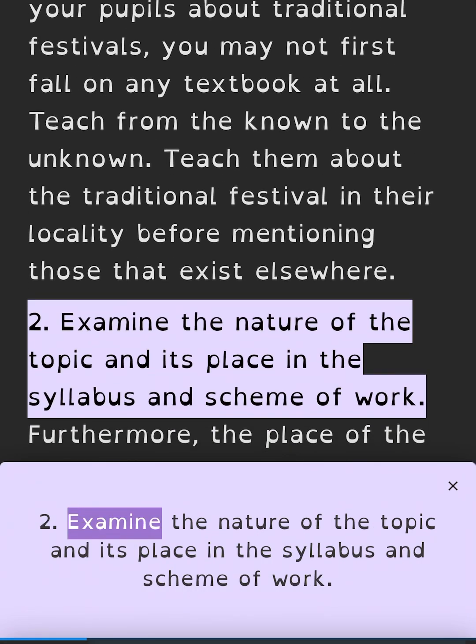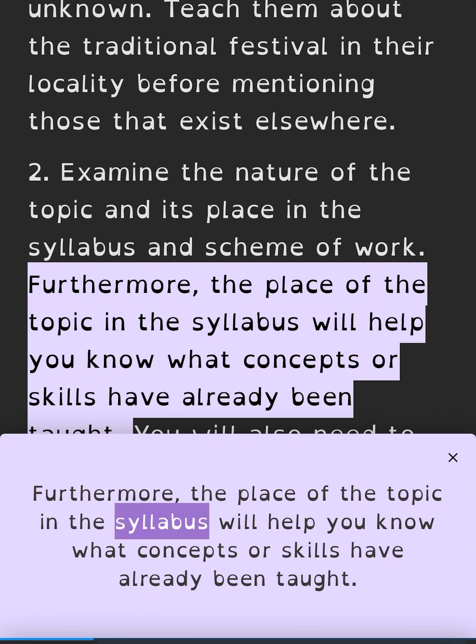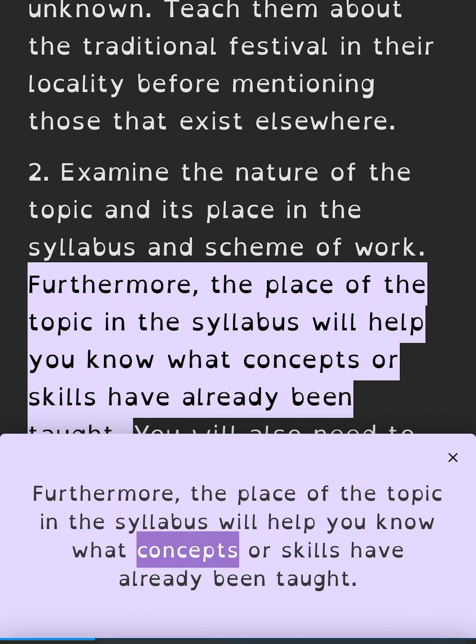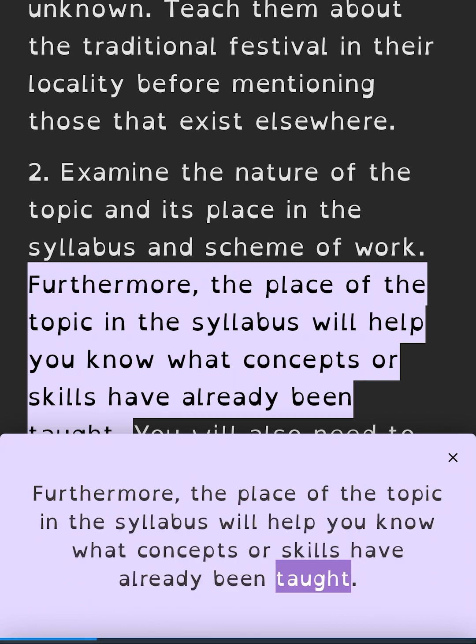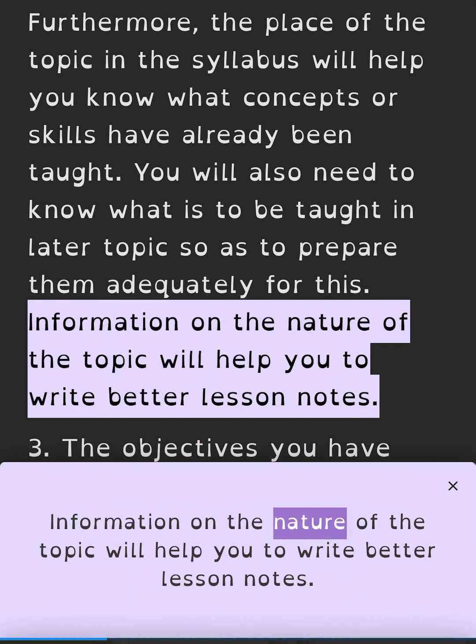2. Examine the nature of the topic and its place in the syllabus and scheme of work. Furthermore, the place of the topic in the syllabus will help you know what concepts or skills have already been taught. You will also need to know what is to be taught in later topics so as to prepare them adequately for this. Information on the nature of the topic will help you to write better lesson notes.